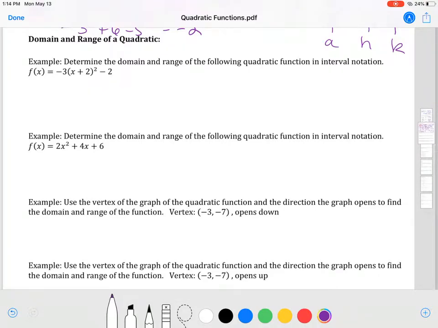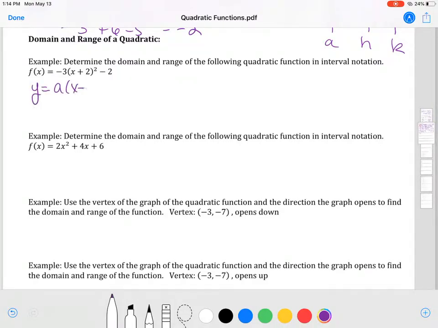When I'm looking for a domain, I have to be careful about what I'm plugging in for x. If I have any roots in the equation, I want to make sure I'm plugging in values of x so that I don't get negatives under even roots. And then the other restriction was I don't want to plug in values of x where I'm going to get 0 in the denominator.